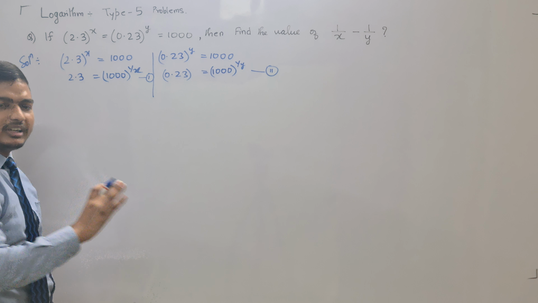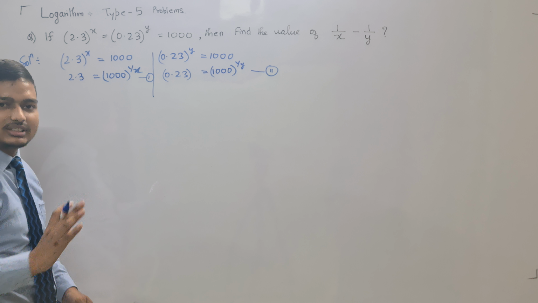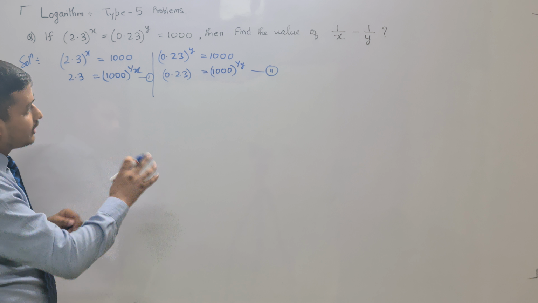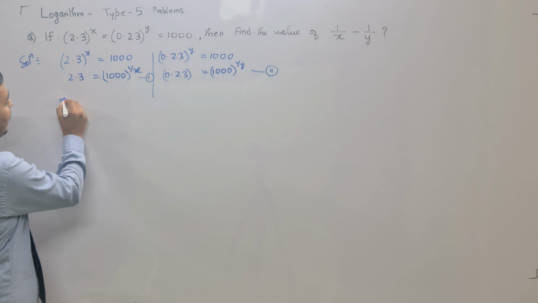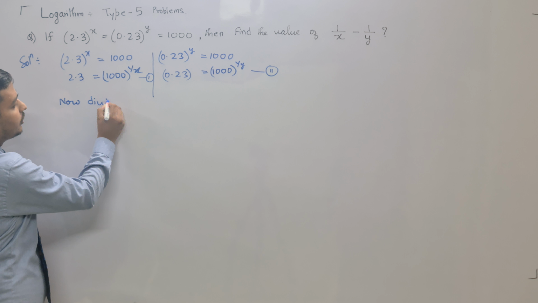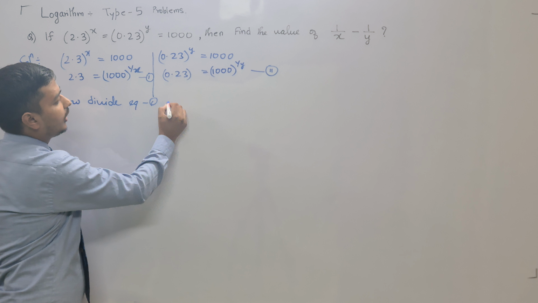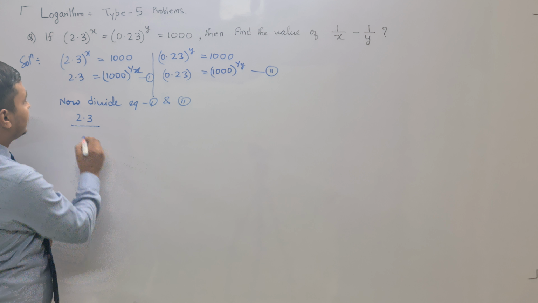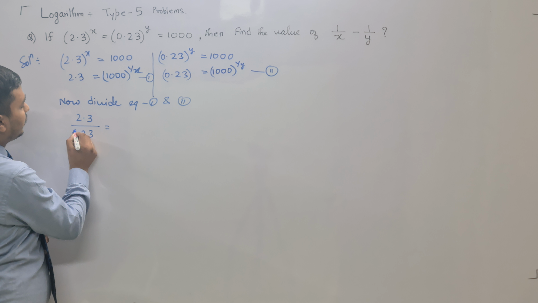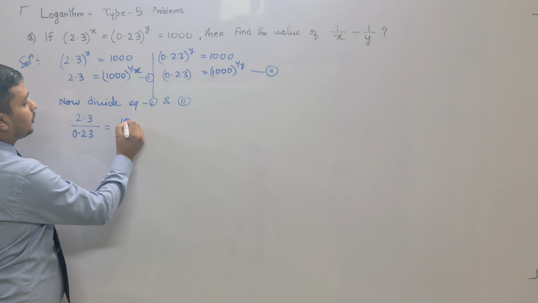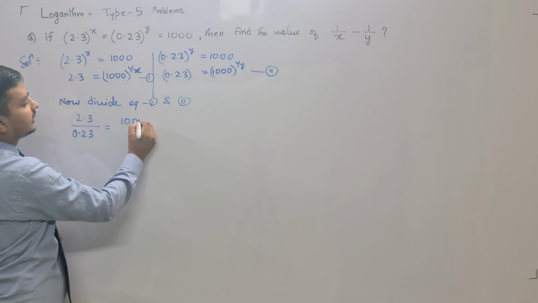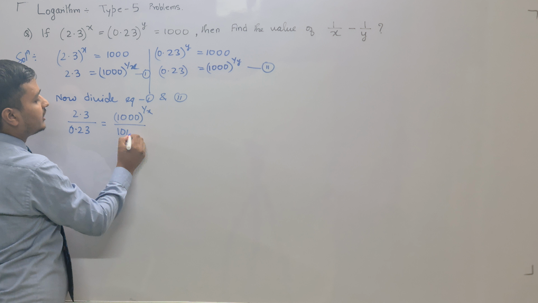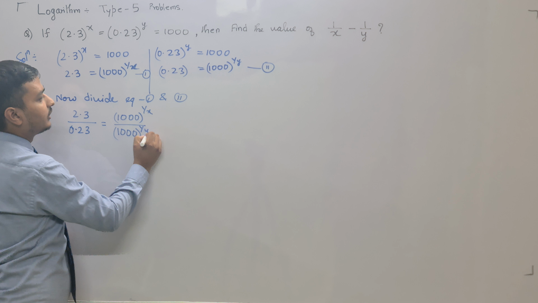Now I will solve this problem in a very shortcut way. There are many steps by which you can solve it, but I believe student time should be less, and accordingly students should be able to solve it. Take equations 1 and 2. Now divide equation 1 by equation 2. 2.3 divided by 0.23 equals, on the right side, 1000 power 1 by x divided by 1000 power 1 by y.